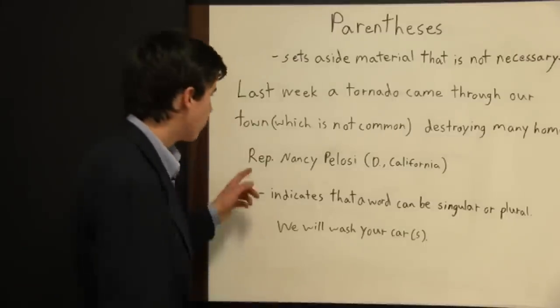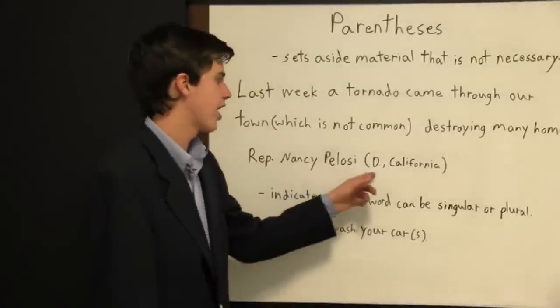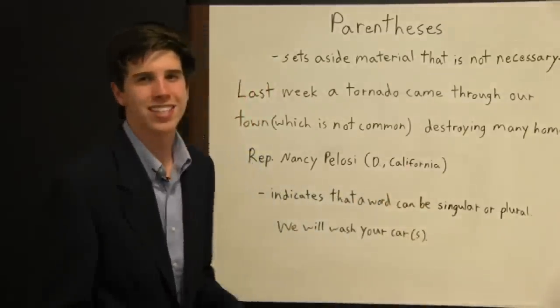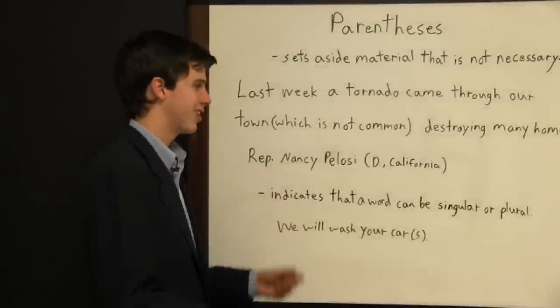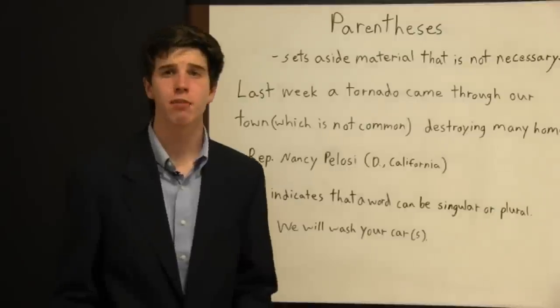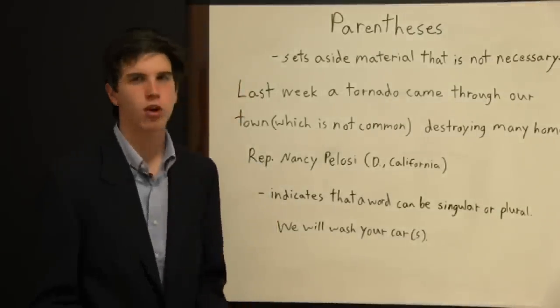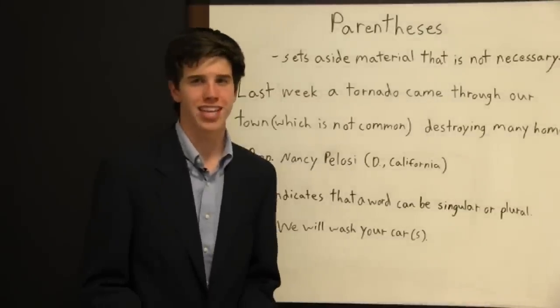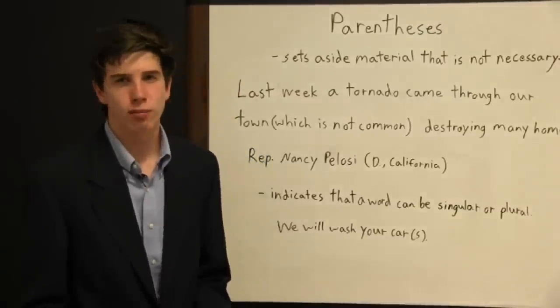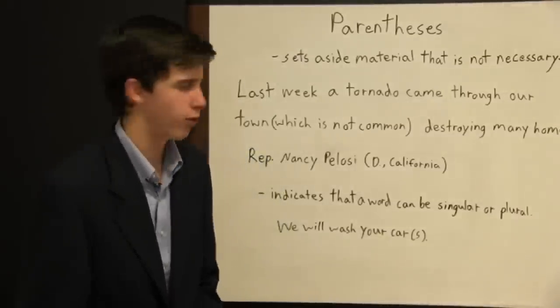So say I wrote, "Representative Nancy Pelosi," I would put in parentheses that she's a Democrat from California. That's additional information. You don't have to know that, but I wanted to add on that tidbit of information. Now the second main use for parentheses is to indicate that a word can be singular or plural. The reader in this case does not know which applies more to the reader, the singular form of the word or the plural form of the word.